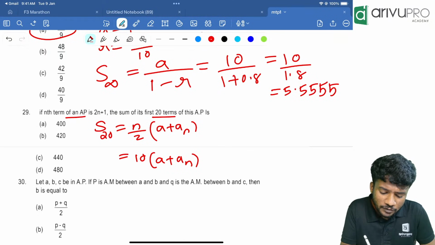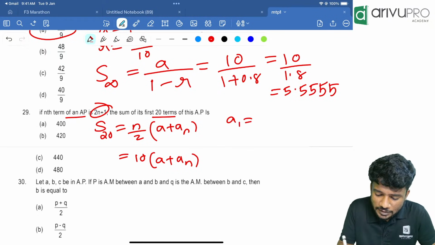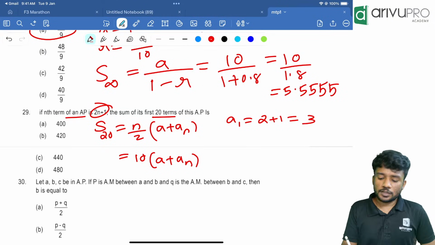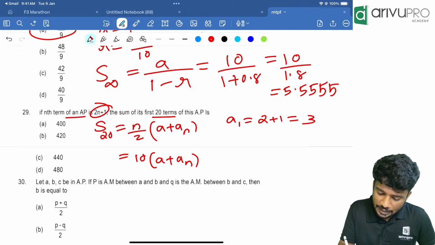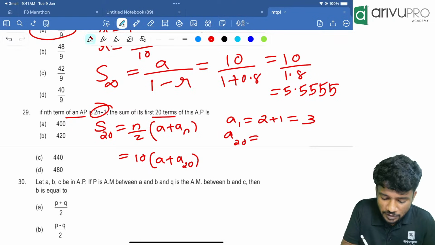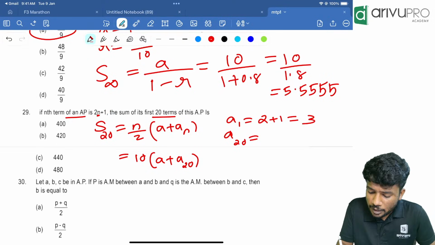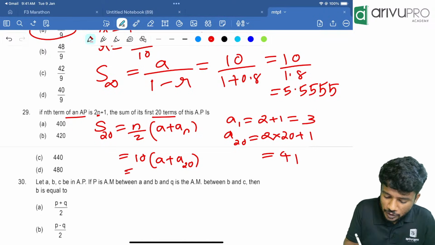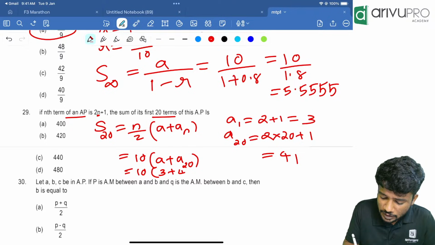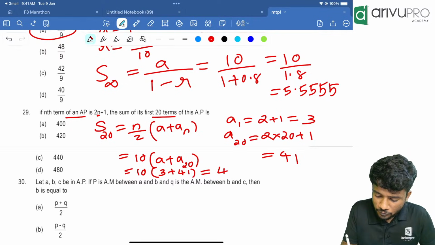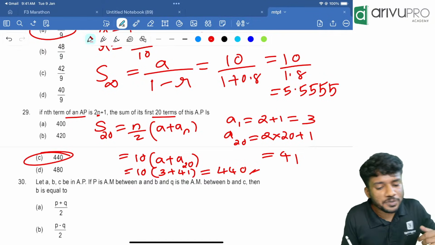Now people, how will you find the first term? A1 is equal to 2 into 1 plus 1, instead of n you put 1, which is equal to 3. So a is 3. an means a20. Instead of n, you put 20. That means 2 into 20 plus 1, which is 41. So substitute: 10 into (3 plus 41), which is equal to 440. That is your answer. Option C is your answer.